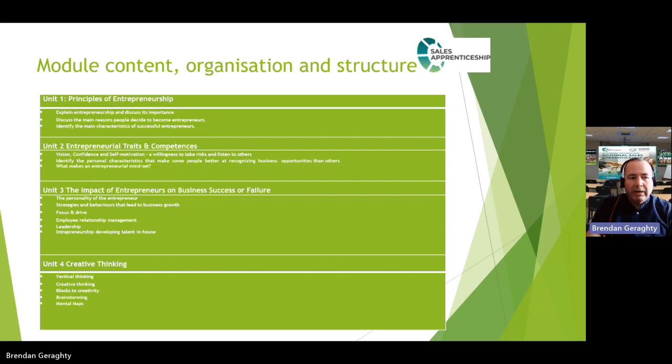The module is broken down into 4 units. Unit 1 looks at the principles of entrepreneurship. Unit 2 looks at the traits of an entrepreneur. Unit 3 looks at the impact of entrepreneurship on the Irish economy. And Unit 4 looks at creative thinking.